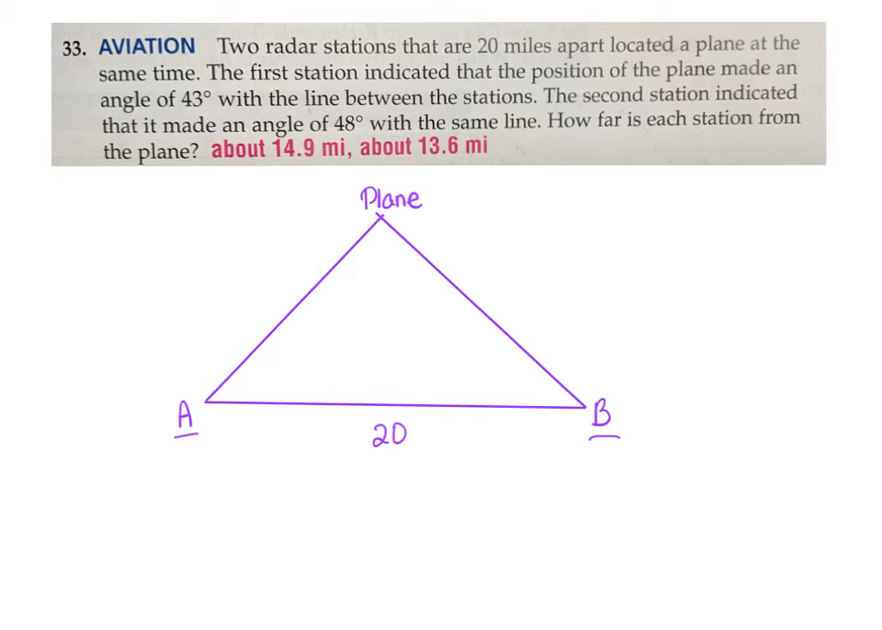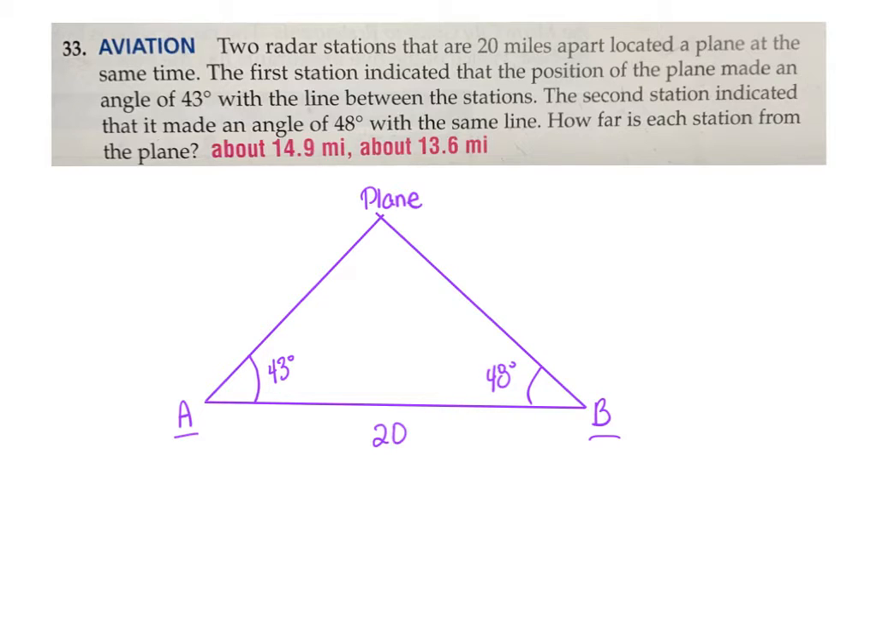The first station indicated that the position of the plane made an angle of 43 degrees with the line between the stations. The second station indicated that it made a 48 with the same line. So that means this one over here is 48 degrees.